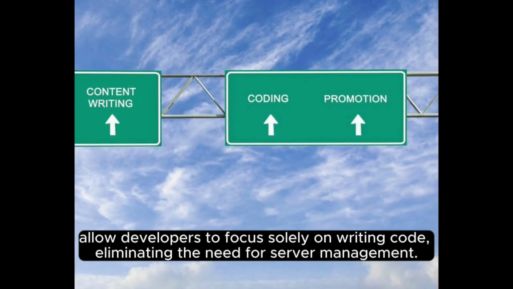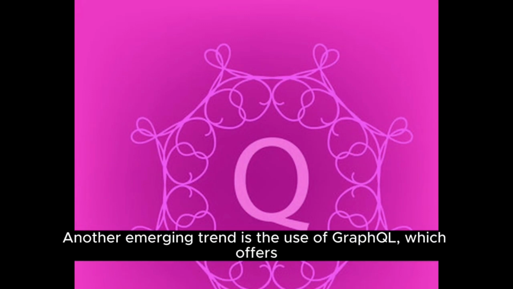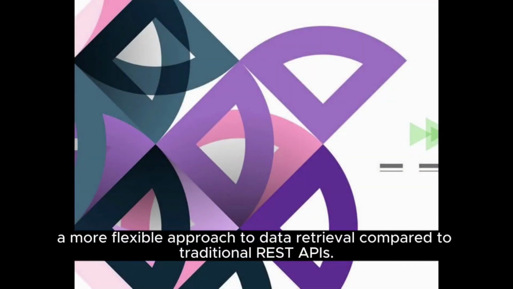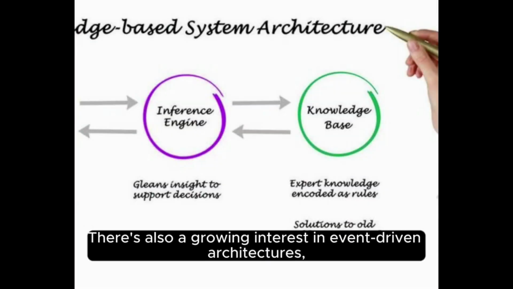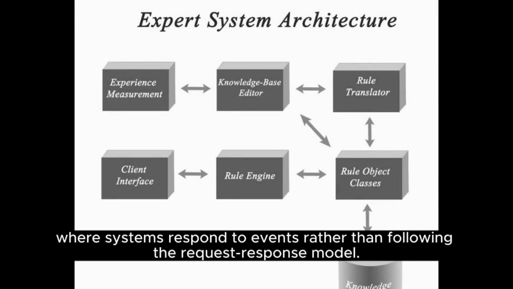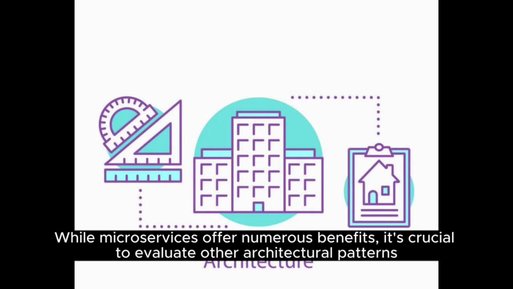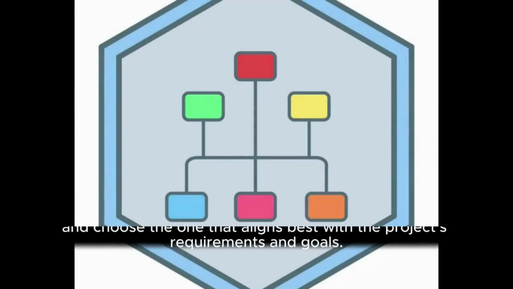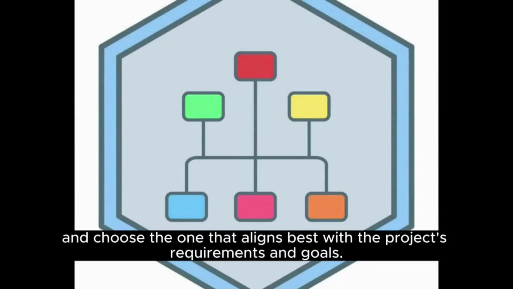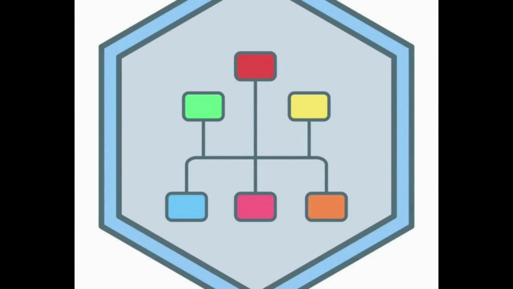for server management. Another emerging trend is the use of GraphQL, which offers a more flexible approach to data retrieval compared to traditional REST APIs. There's also a growing interest in event-driven architectures, where systems respond to events rather than following the request-response model. While microservices offer numerous benefits, it's crucial to evaluate other architectural patterns and choose the one that aligns best with the project's requirements and goals.